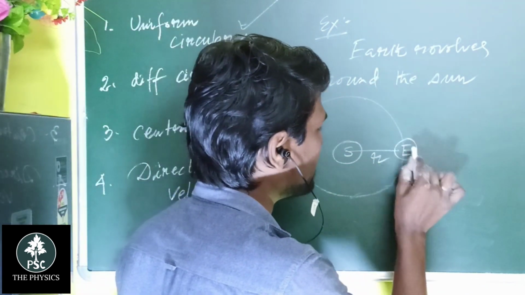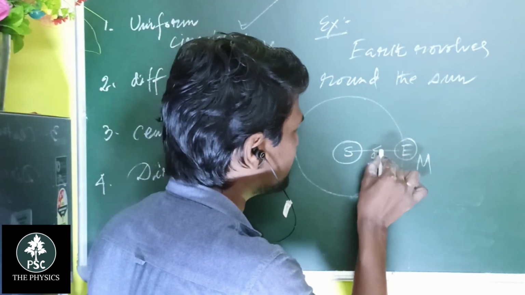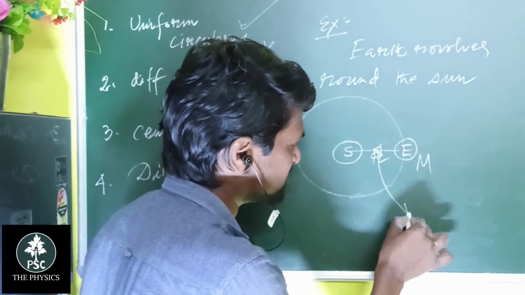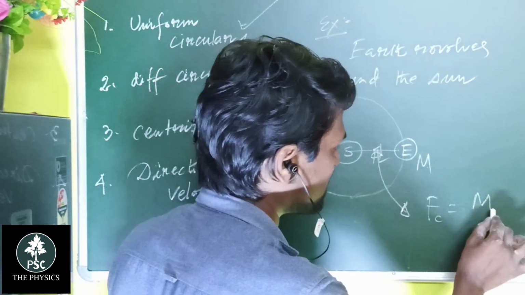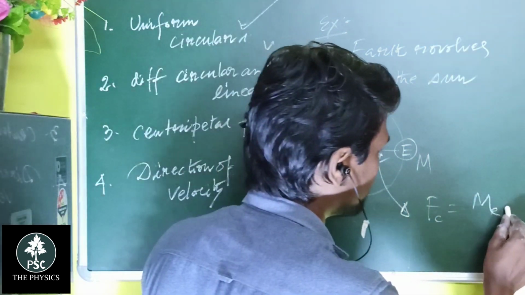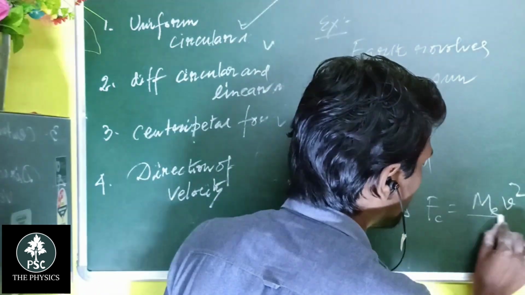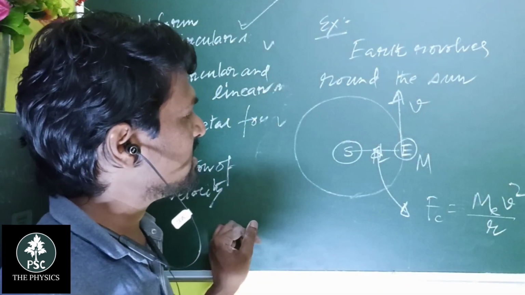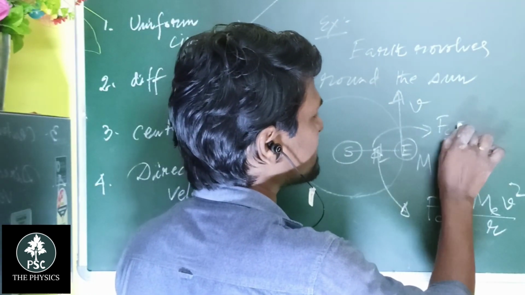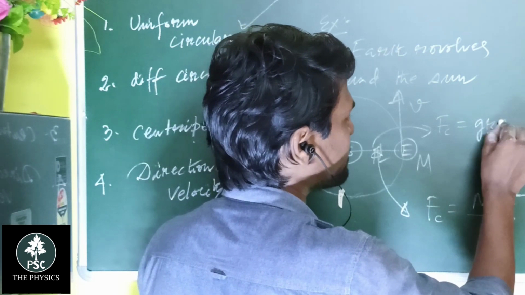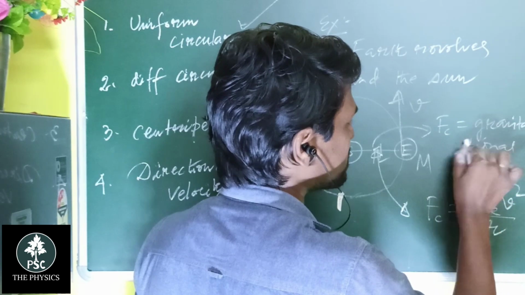And if m is the mass of the Earth, then we can say that there is an attraction force which is center seeking also, and this is Fc equals m, mass of the Earth, into v square, where v is the velocity with which the Earth moves along this direction, so this is mv square by r. So this is the expression, but this centripetal force is the gravitational force.